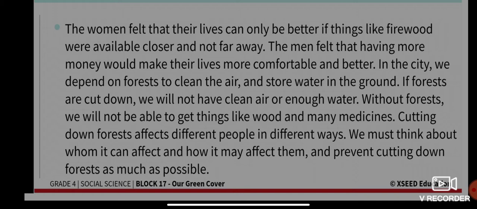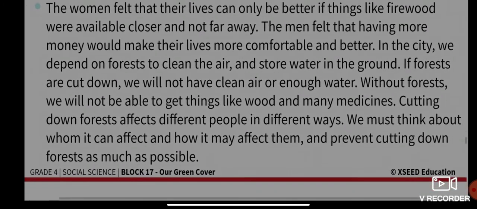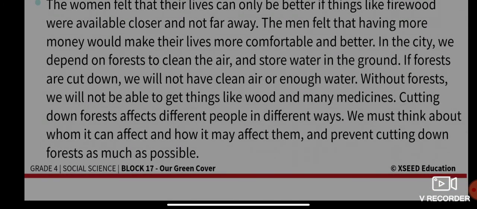In the city, we depend on forests to clean the air and store water in the ground, because if there is no forest, we will not get sufficient water. Alright, and also forests help in cleaning the air, okay? And if forests are cut down, we will not have clean air or enough water. Without forests, we will not be able to get things like wood and many other medicines.